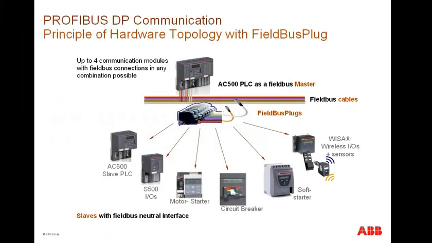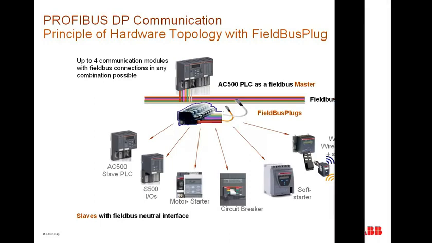Another connection possibility is the use of ABB Profibus field bus plug, between the DP master and the slave stations. This field bus plug enables us to connect field bus neutral slaves from ABB, like motor starters, circuit breakers, soft starter, wireless sensors, and so on via Profibus DP. Additional field bus plugs are available to support other field bus protocols, such as CANopen and DeviceNet.